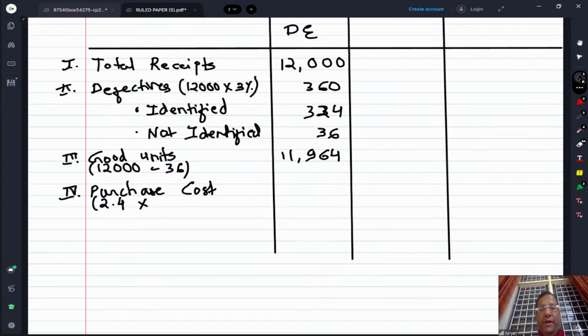Okay, so in this particular case, forget about the good unit, on how many units will we make the payment of purchase? Good unit will not be 11,964. It's the wrong calculation, beta, because we have not purchased those 324 units once again, which we returned to the supplier.